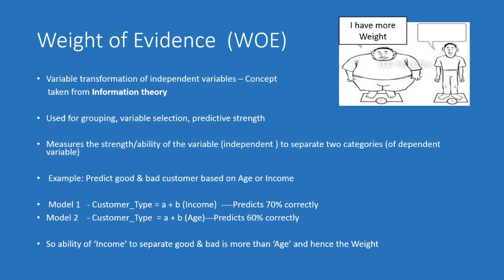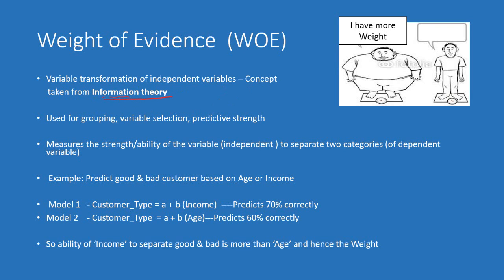So let us first learn what is weight of evidence, or WOE. Weight of evidence is a variable transformation technique. We do variable transformation of the independent variables, and the concept is actually taken from information theory. So what variable transformation do we do, and why do we do it?